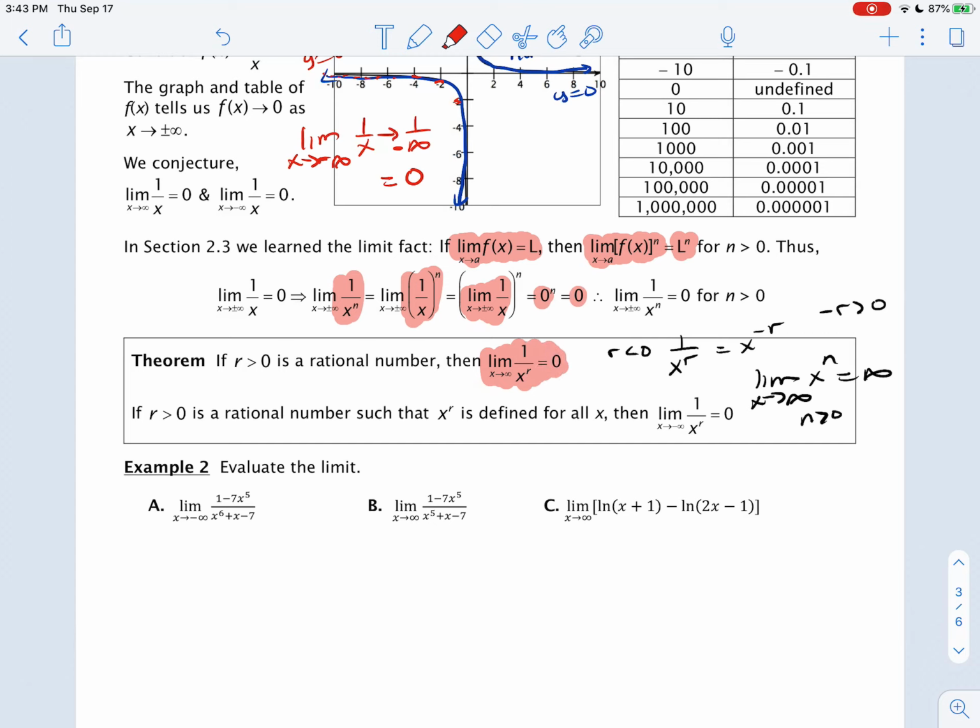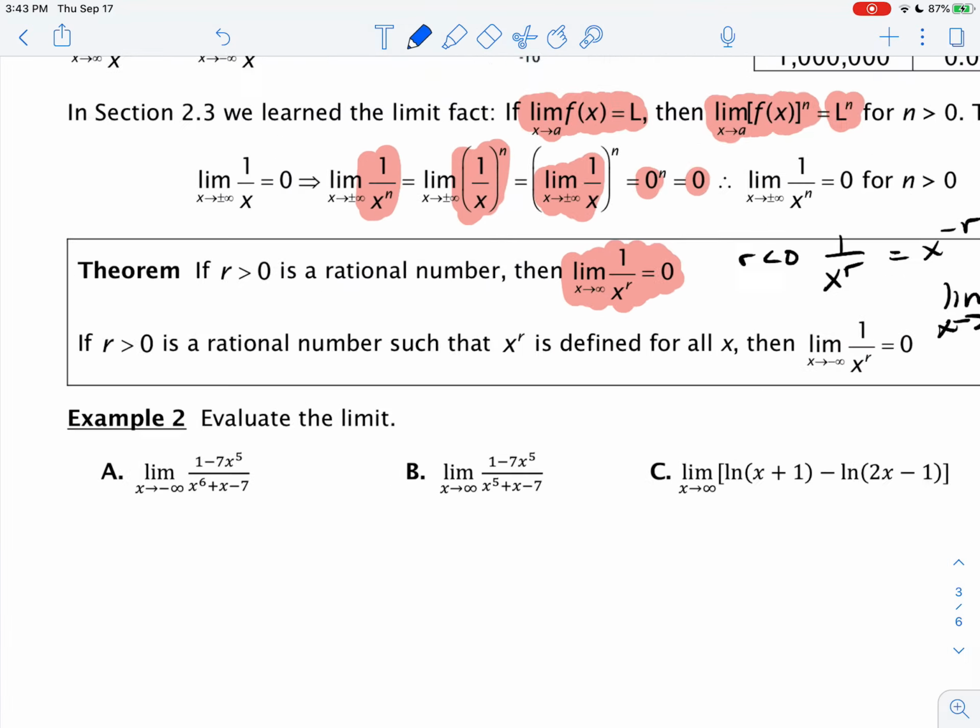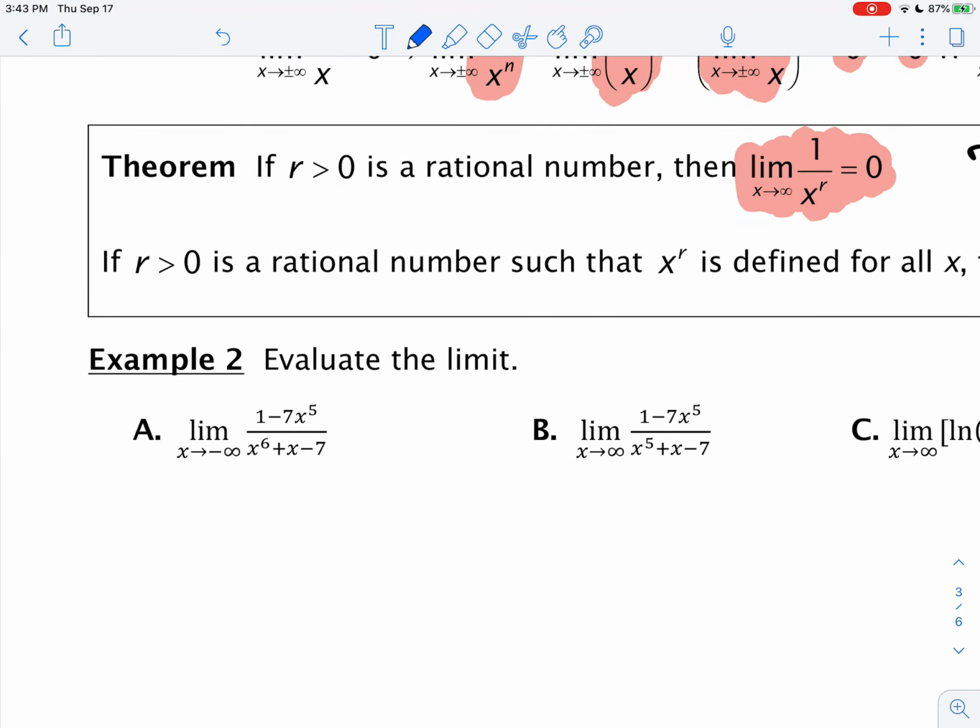The limit as x approaches infinity of 1 over x to the r is going to be 0. So now, how do we evaluate these limits as x goes to negative infinity? Our first approach would be, most of the time, we do want to substitute our value of a.